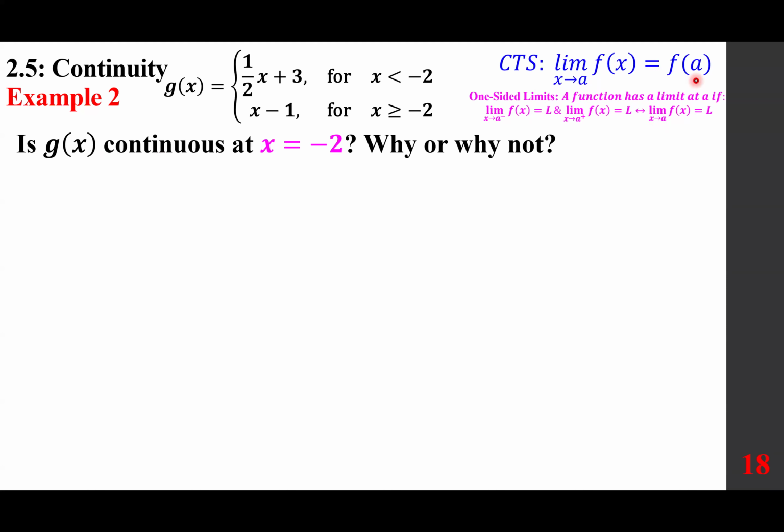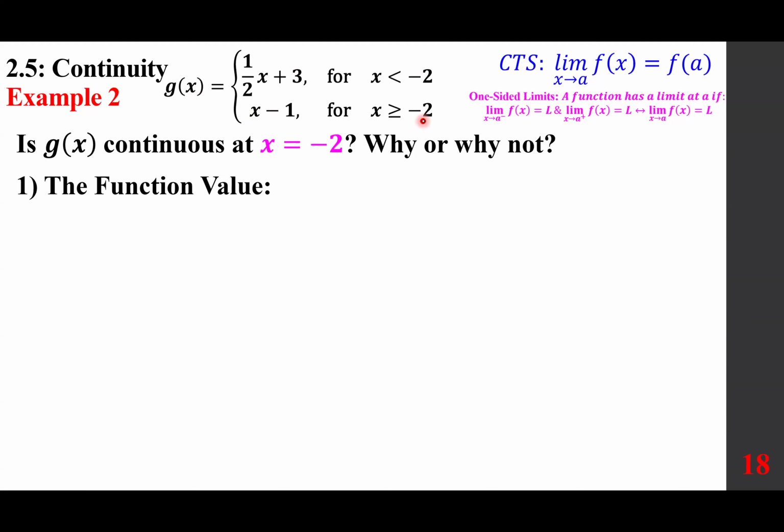Why are we checking out at negative 2? As I mentioned previously, this is a line y equals 1/2 x plus 3. Domain is all real numbers, therefore continuous from negative infinity to negative 2. This also, y equals x minus 1, is a line continuous from negative to positive infinity, which makes it continuous from negative 2 to infinity. However, at the endpoint, negative 2 must be checked, and therefore we are going to look at 3 things.